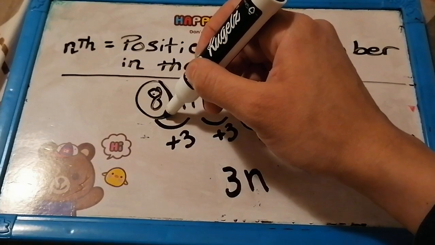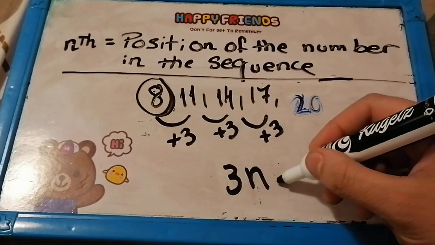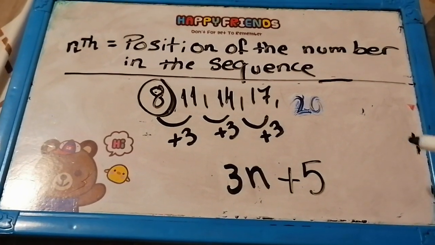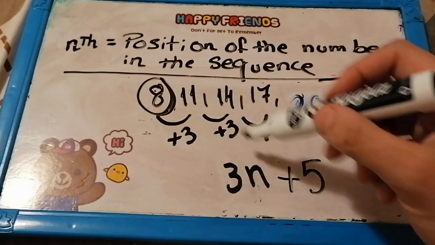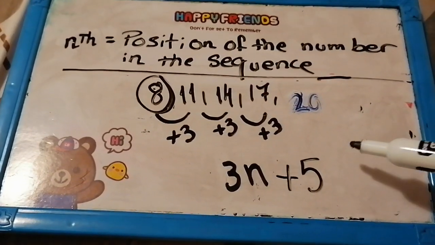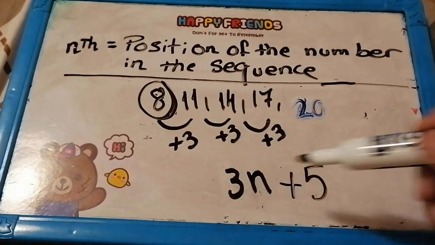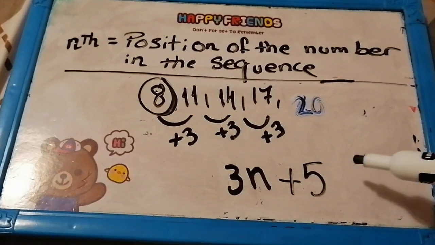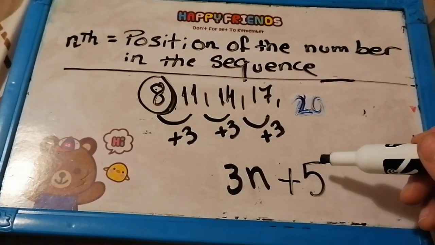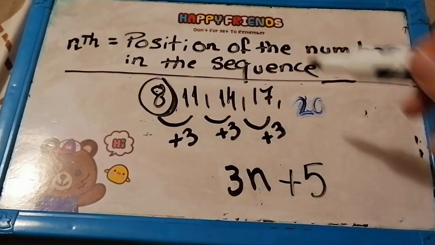So 8 is bigger than 3 by 5. I'm sure it's very easy now. Again, this sequence is starting with 3, counting with 3. So I must write 3n as we agreed, but the original sequence, which is counting by 3 for the formula 3n, was starting with 3, but this one was starting with 8.